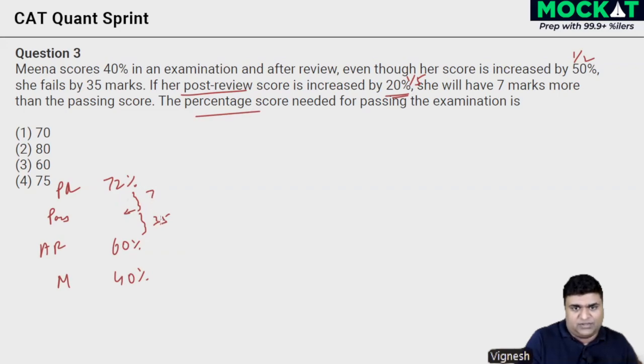So 7 is to 35. I have to split, right? 7 is to 35 is nothing but 1 is to 5. In that ratio, I have to split. What is the total over here? 72 minus 60, that's a total of 12%. How do I split 12 in the ratio of 1 is to 5? That's going to be 2 is to 10, right? So 2 is to 10 over here. 72 minus 2% or 60 plus 10%. In both cases, I get 70%, right? So 70 becomes the answer over here.